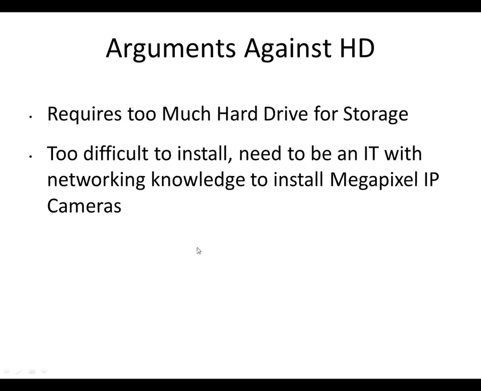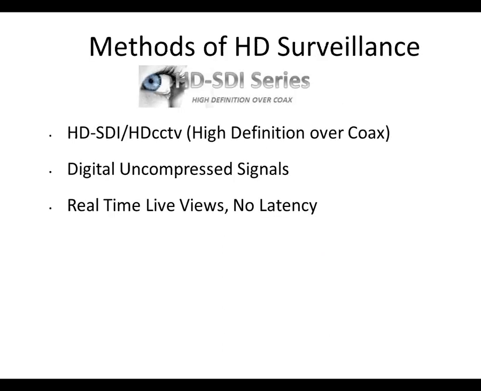Another argument against going high def is that it's too difficult to install, and you need IT network knowledge to install a megapixel camera. That may have been the case a couple years ago, when the only way to get megapixel was going IP. But nowadays, there's a new method of HD surveillance, which is HD-SDI or HDcctv. It is high definition over coax. The camera sends uncompressed signals to the DVR, and the DVR will compress it there. It also gives you real-time live views, with no latency compared to IP cameras.